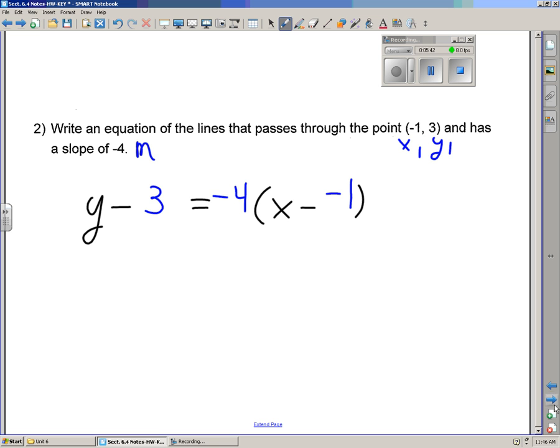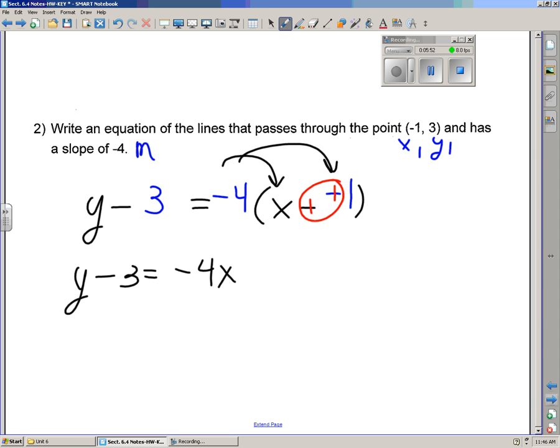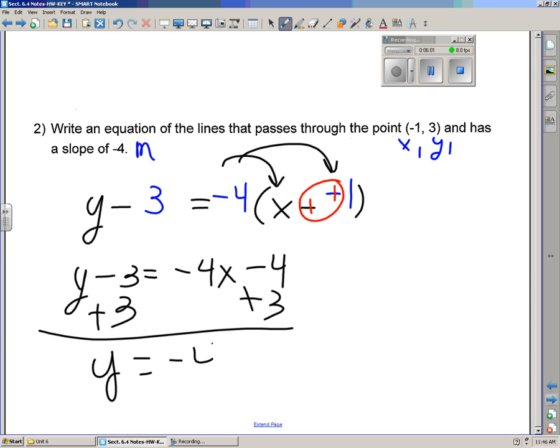You need to realize that these double negatives really give you a positive. So what you now have is y minus 3 equals -4x. Remember, that became a plus 1, so it becomes -4. Add 3, add 3, y equals -4x minus 1. Make sure you're good.